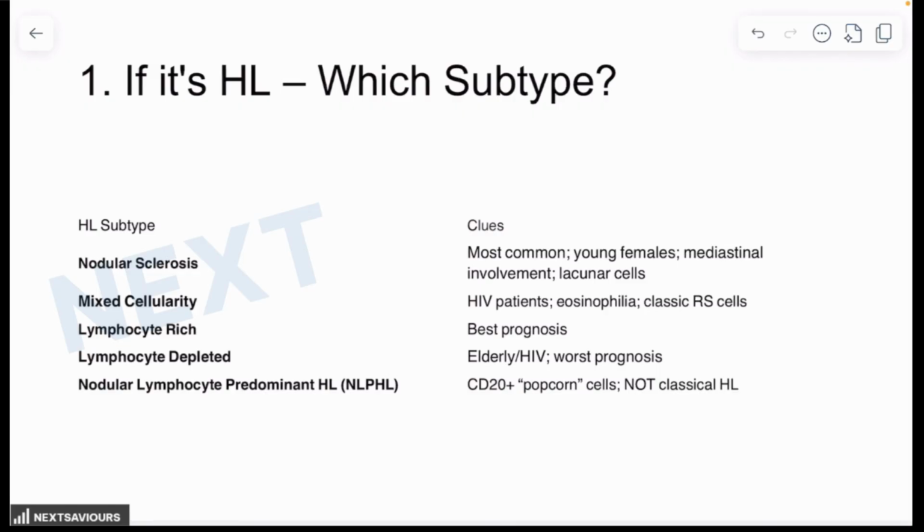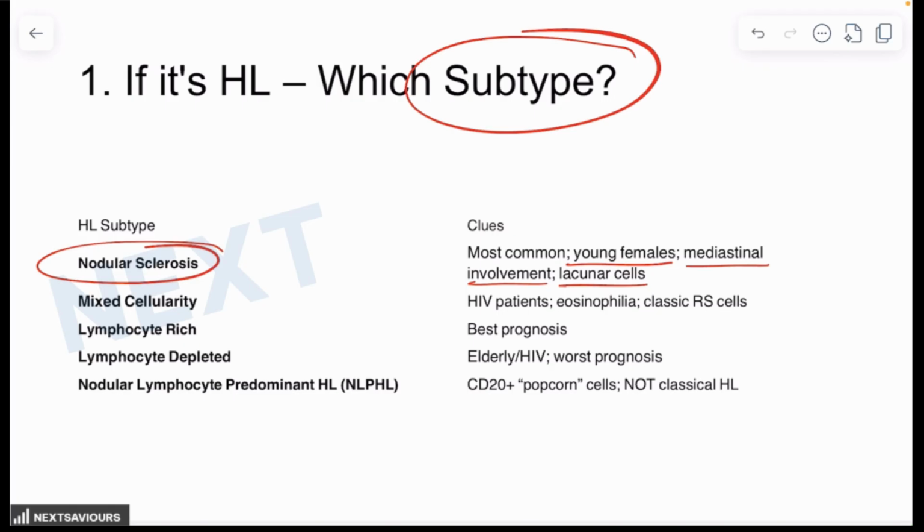If at all it is Hodgkin's lymphoma, then which subtype of the Hodgkin's lymphoma? Like, you know, that if young female is given, mediastinal mass is given, lacunar cells are provided to you, then most probably the answer would be nodular sclerosis. But if there is a classical Reed-Sternberg cell along with the immunocompromised status of the patient in the form of HIV or eosinophilia, then mixed cellularity type.